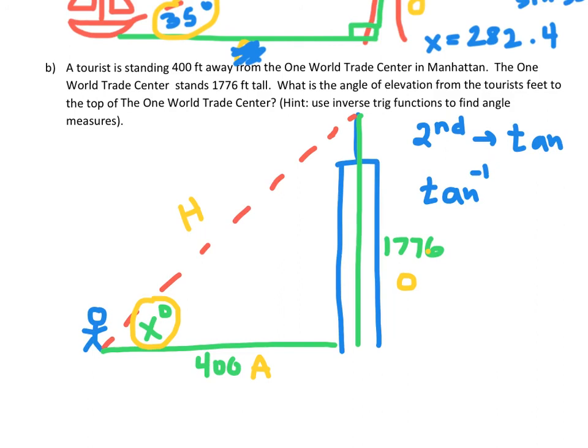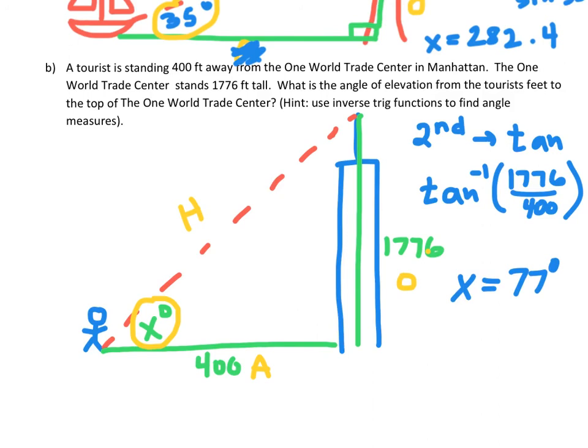And once you have the tangent inverse, you can put in your ratio. So opposite over adjacent, we're going to put in 1,776 over 400. Once we do that, we will start to find out our angle measure. X is equal to 77 degrees. So to find an angle measure, I'm going to use my inverse functions to find those angle measures.